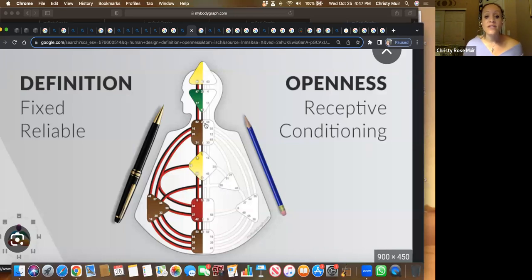This is not who we are. The defined, the colored in, that's who we are. That's what we can rely on. That's the definition that makes us unique. The openness, we can't rely on that except over time to give us awareness. So openness isn't empty.